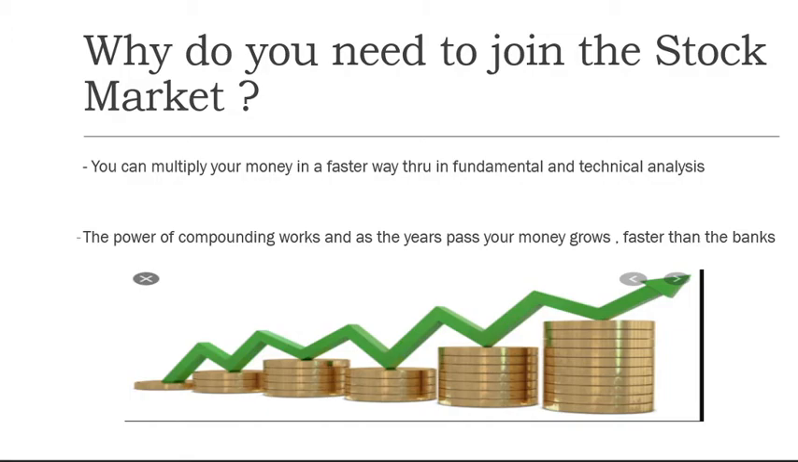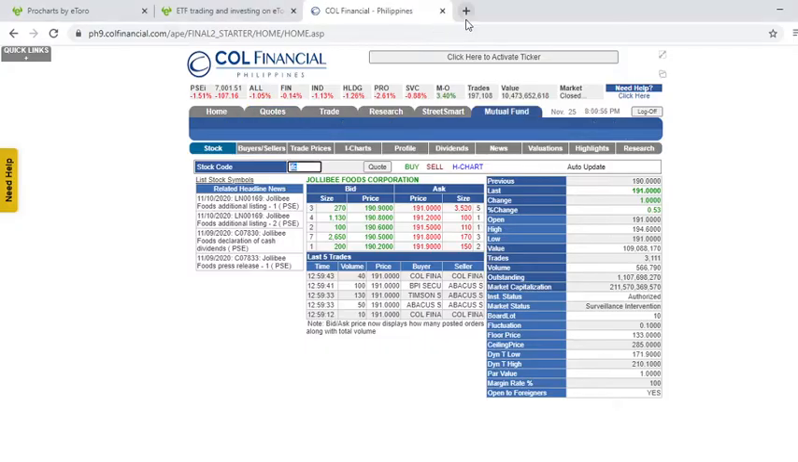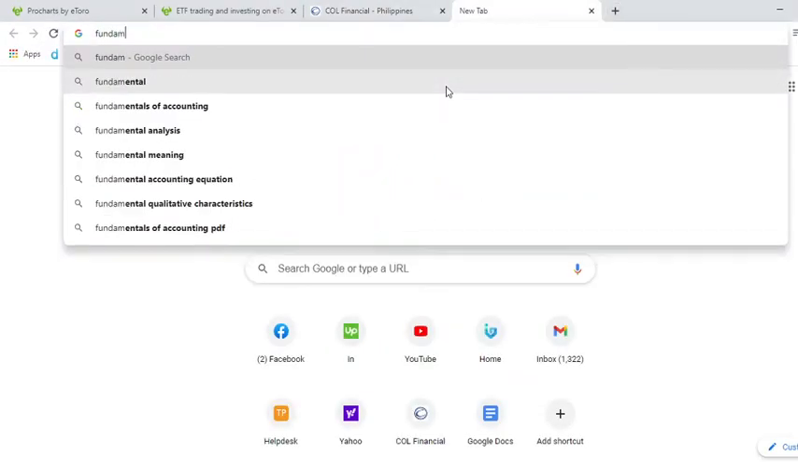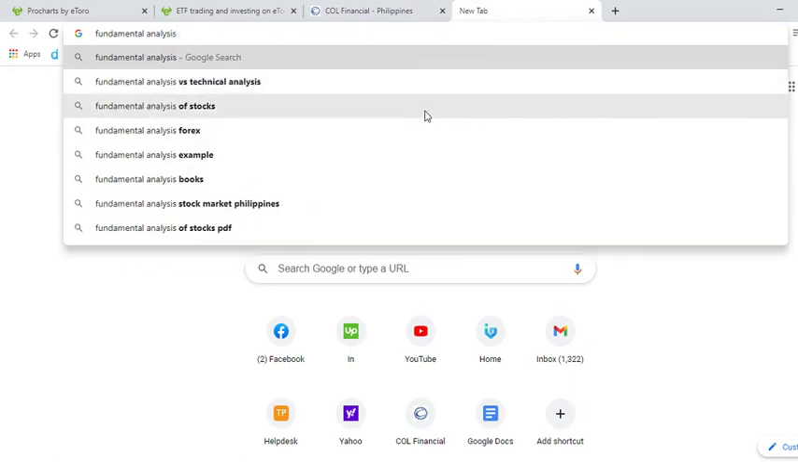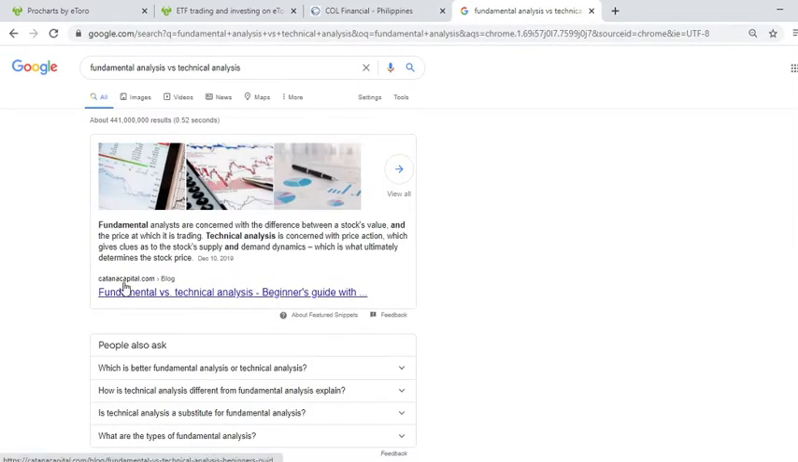So since I mentioned fundamental and technical analysis, let's try to dig deeper. What is fundamental analysis? Okay, there you go. So there's already a difference stated in them. Fundamental analysts are concerned with the difference between a stock's value and the price at which it is trading. So that means they are looking at the value of this specific stock.